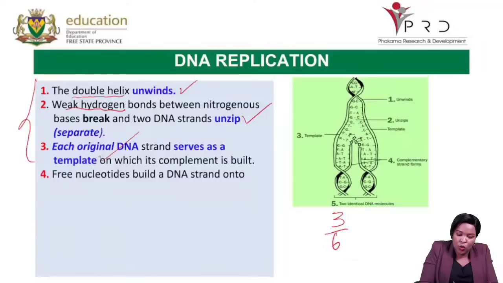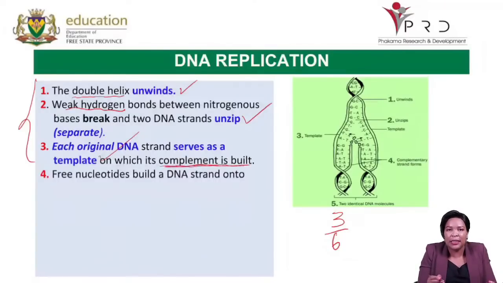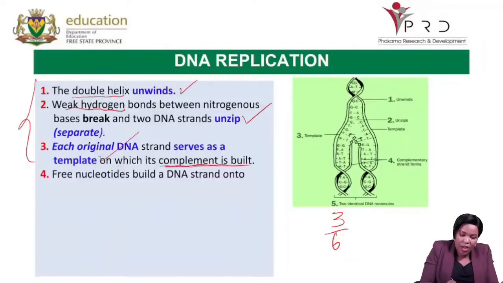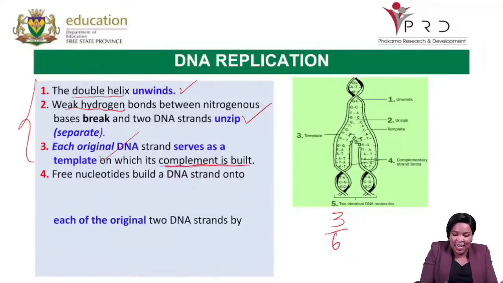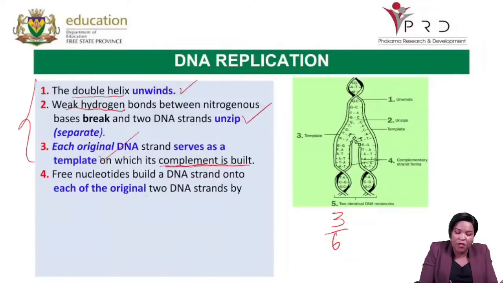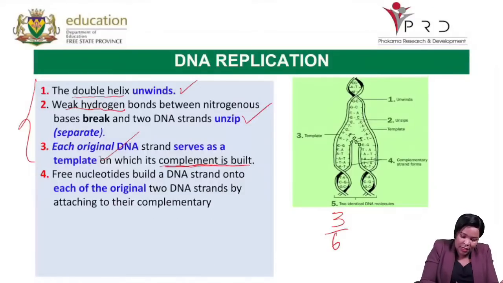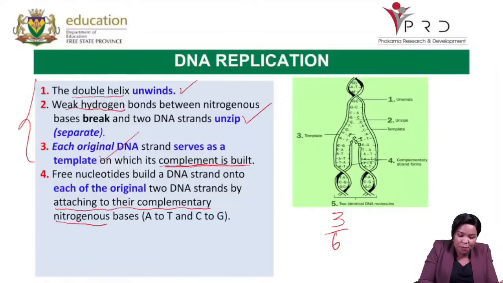This template is where the complementary strand is going to be built. Then how is it going to be built? That is the next thing. The free nucleotides build a DNA strand onto each of the original 2 strands by, and this is the important part, attaching to their complementary nitrogenous bases. So remember we said A pairs with T, C pairs with G.